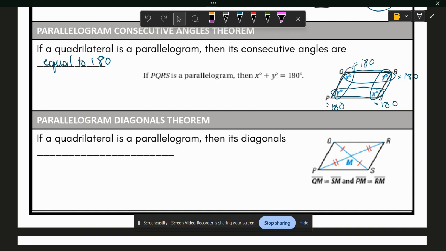If a quadrilateral is a parallelogram, then its diagonals bisect each other. So if you take a look, diagonals means that you go from one corner all the way across to the opposite corner. If you were to bisect those, QM and SM would be congruent. You'd also have PM and RM would also be congruent as well.